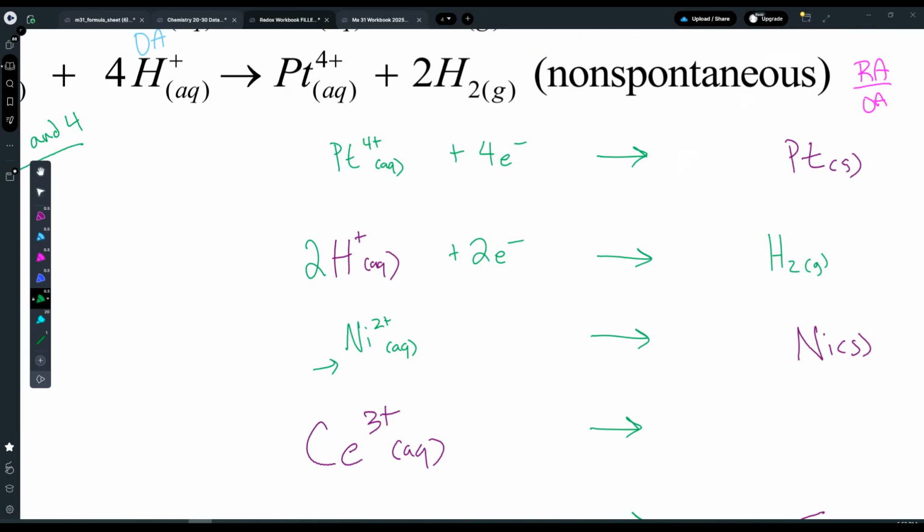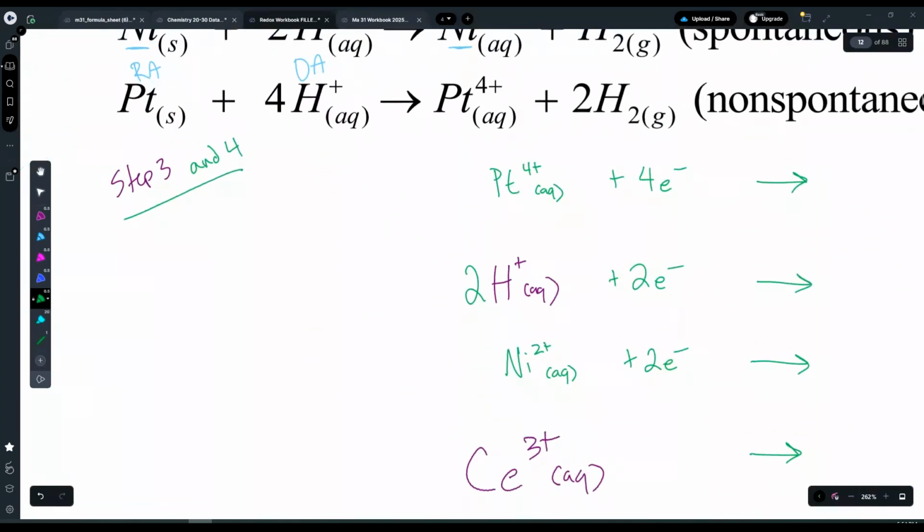So I have 1 nickel on the reactant side, 1 nickel on the product side. So those are balanced. Now we have a 2 plus charge on the reactant side. We have a neutral charge on the product side. So I need to add my electrons to the more positive side. Now both of these have a neutral charge.